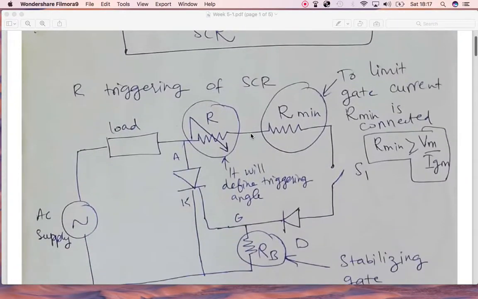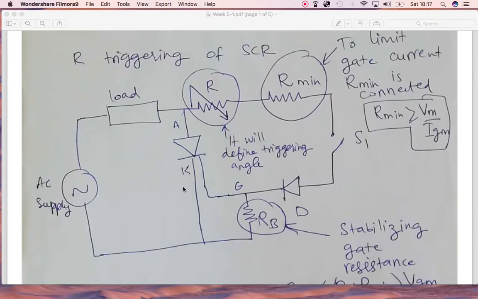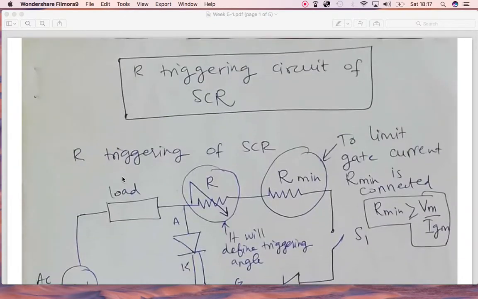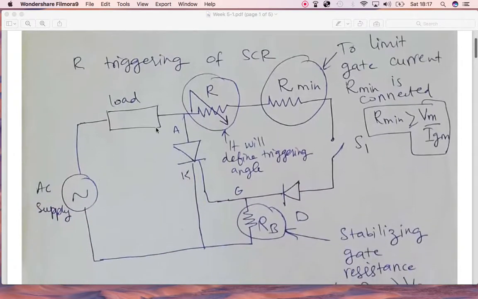So in the first circuit, this is the circuit diagram, and R triggering means with the help of R you are triggering the SCR, and for the triggering of SCR the R is an important entity over here. So this is a circuit in which we have an AC supply and a load connected over here. This is the SCR. Here we have a variable resistance, an Rmin resistance, an RB resistance, and a diode over here providing biasing to the gate.